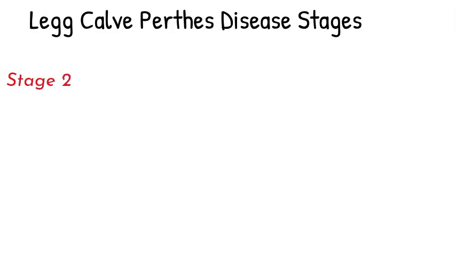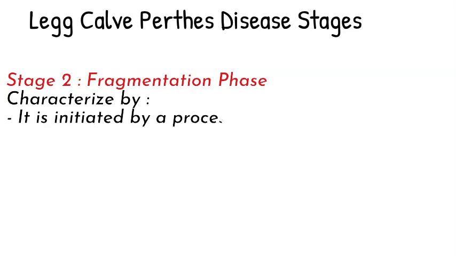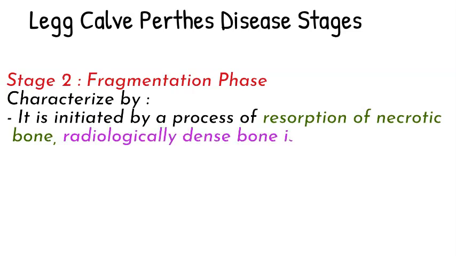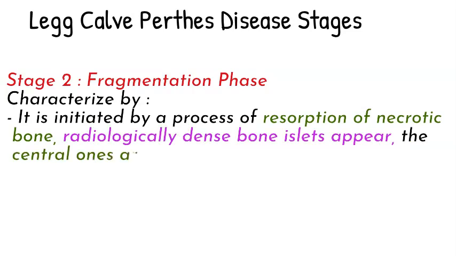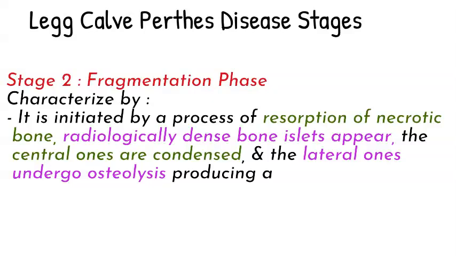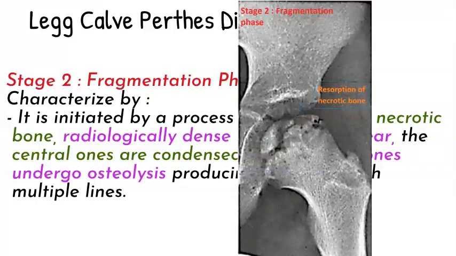Stage 2, fragmentation phase. It is initiated by a process of resorption of necrotic bone. Radiologically, dense bone islets appear. The central ones are condensed and the lateral ones undergo osteolysis, producing an image with multiple lines. This X-ray of the left hip shows the stage 2 fragmentation phase. There is a resorption of the necrotic bone.